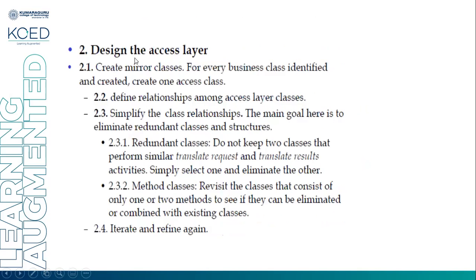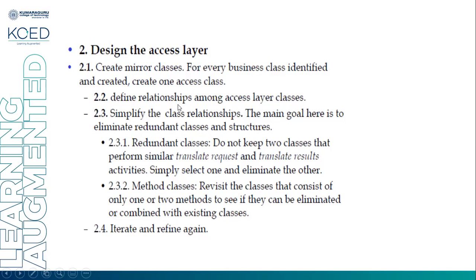Second step, design the access layer. So create mirror classes. That means for every business class identified and created, create one access class. Access layer means the set of objects in this layer which is responsible for interacting with the database. Then define the relationship among the access layer classes.